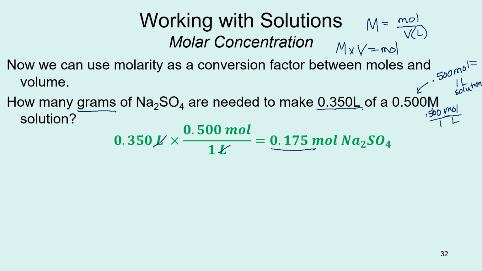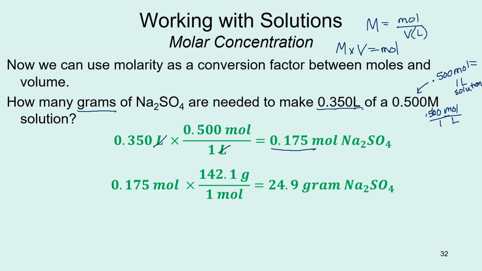So I put in 0.175 moles of Na2SO4, and then I can add enough water to be a total of 0.350 liters. That doesn't tell me how many grams it is, though, and here's the problem right there, I don't know what that means. So now I'm going to have to convert it to grams. So that's where my molecular weight comes in.